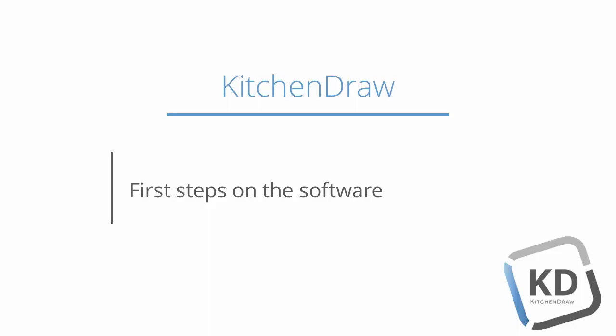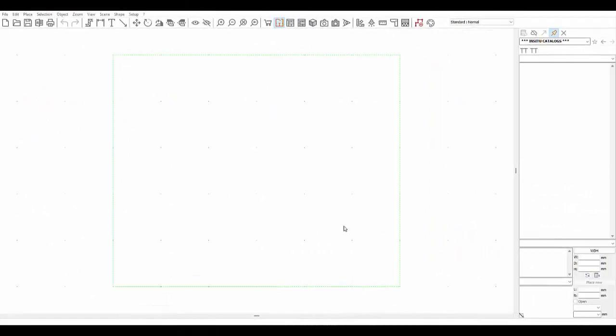First steps on the software. With this tutorial, we aim to help you easily understand the software by creating, piece by piece, a kitchen project. We will use the standard catalogs, but everything that we will do can be replicated with different manufacturer catalogs. Let's create our first project together.